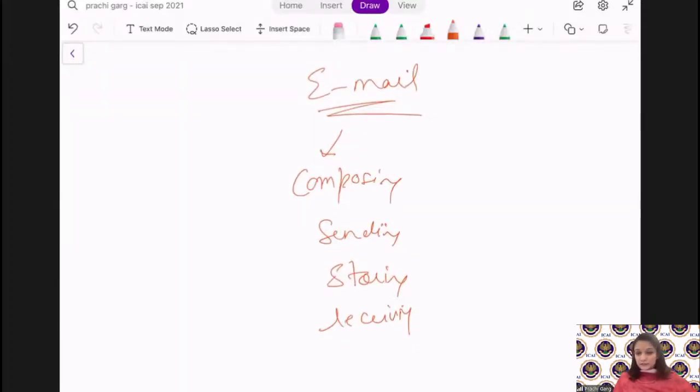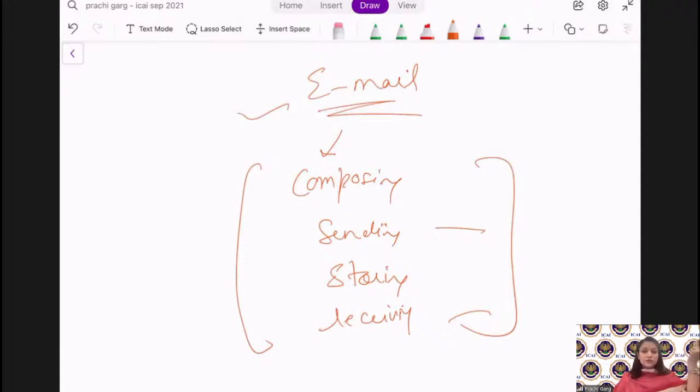Of course, you receive them. Where there is sending, there has to be receiving also. So now, this is what you actually do on emails. You compose, you send, you receive the things, and you can store them as well. Right now, this is the basic about what email writing is.